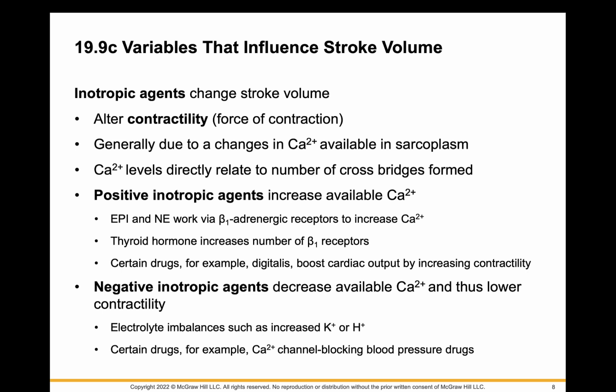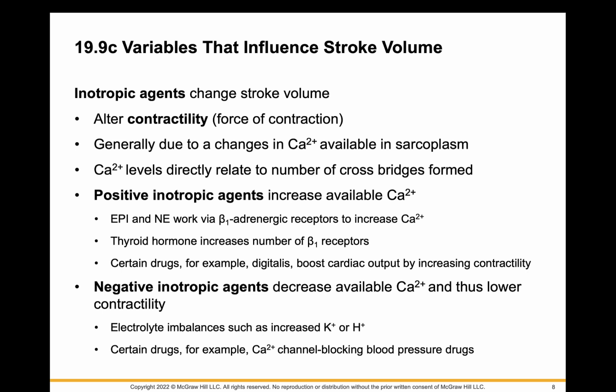Now, a positive inotropic agent is going to be anything that increases the availability of calcium. We've already talked about the role of epinephrine and norepinephrine and their impact on beta-1 adrenergic receptors. They overall function by increasing calcium availability. So not only does this increase heart rate, it also will increase contractility and stroke volume. We can also look at what thyroid hormone does. Thyroid hormone will increase the number of beta-1 receptors, hence a greater impact of epinephrine and norepinephrine due to the increased number of beta-1 receptors.